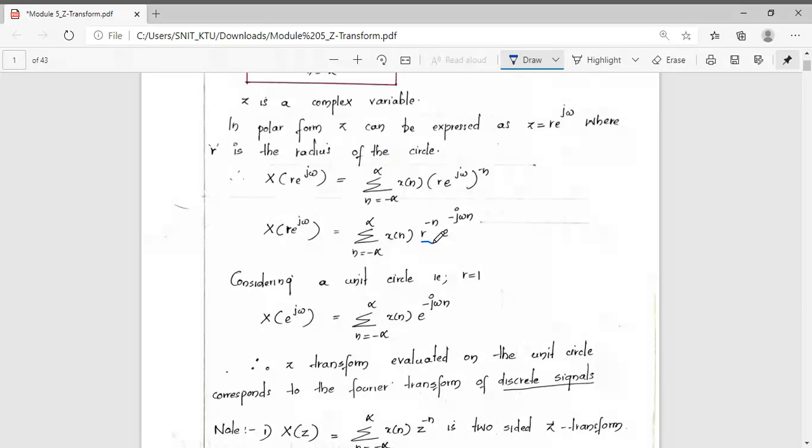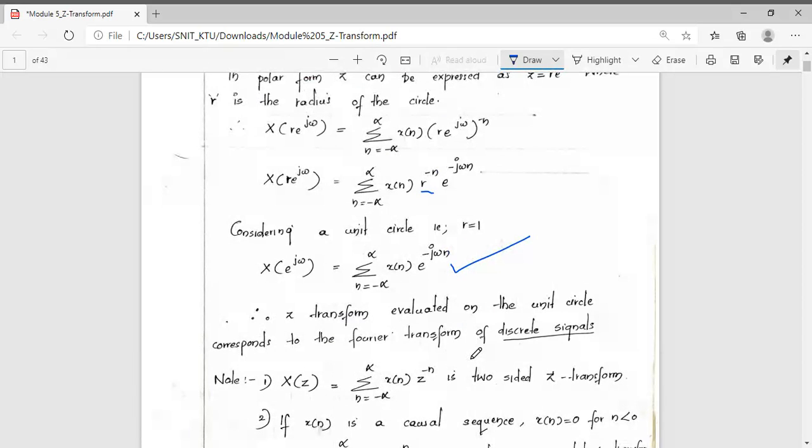So what is this equation? This is the equation for the Fourier transform of a discrete time signal. Therefore, the Z transform evaluated on the unit circle corresponds to the Fourier transform of discrete time signals. So this is the relationship between the Z transform and the discrete time Fourier transform.